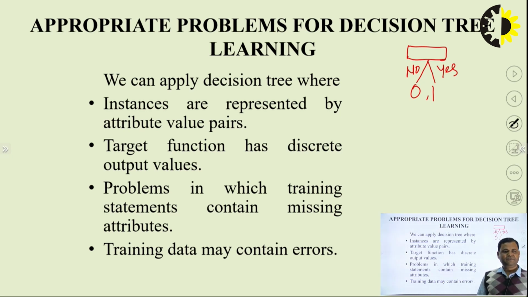Another case is problems in which the training data contain missing attributes. To classify that, we can use the decision tree. If the training data contain errors, then we can also apply the decision tree. So these are the particular points where we can apply the decision tree to solve problems. There are four different types of situations where we apply the decision tree.